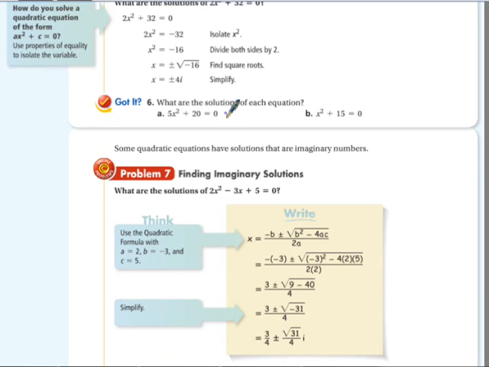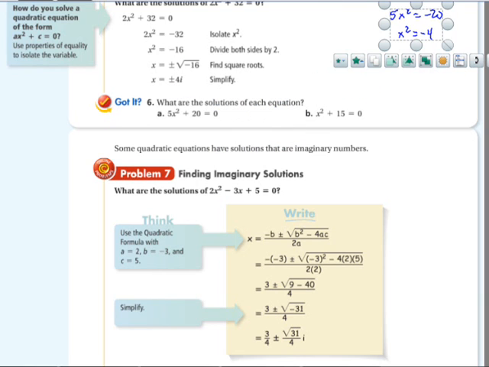Here, we're going to solve, so we get 5x squared equals negative 20. We get x squared equals negative 4. When we take the square root of both sides, we get x equals plus or minus the square root of negative 4. Again, we have to understand this.